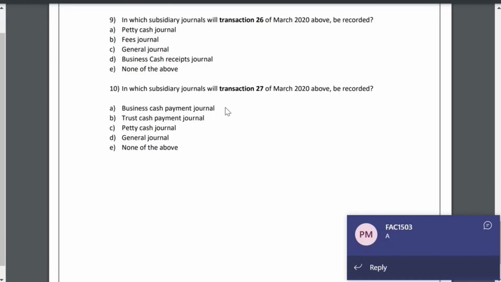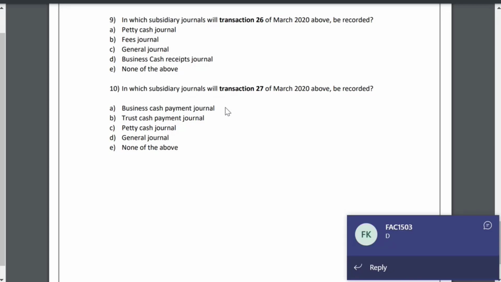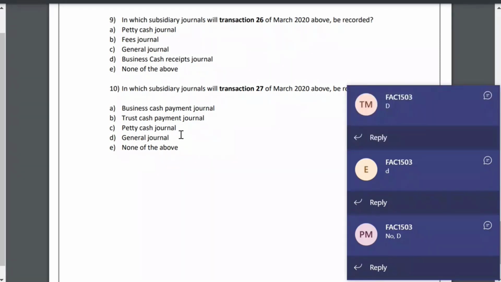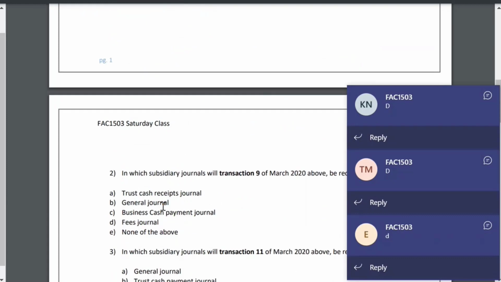The options are business cash payment journal, trust cash payment journal, petty cash journal, general journal, or none of the above. Bali is saying A, Faith D, Myla D, and Balisa D. Elisha D, Tepiso D. Guys, well done. This is D.